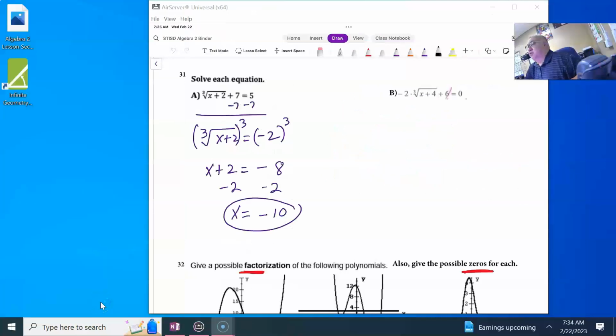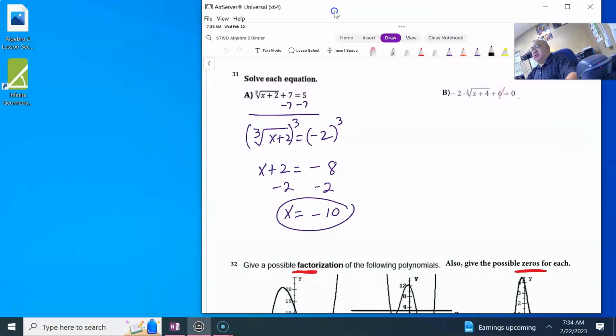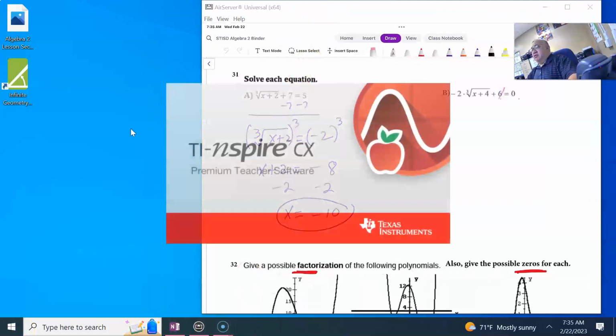31, what we're going to do is solve that cube root equation. We're going to subtract 7, and then for the difference, we're going to cube it to the third power, and then we subtract 2, and that's where we get negative 10. Now, if you want to check it, which I do recommend, you want to get your calculator and substitute. And while we're waiting for that to pop up, I'm going to work on B.